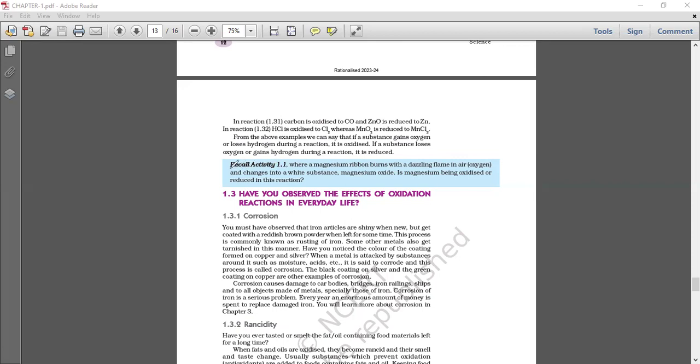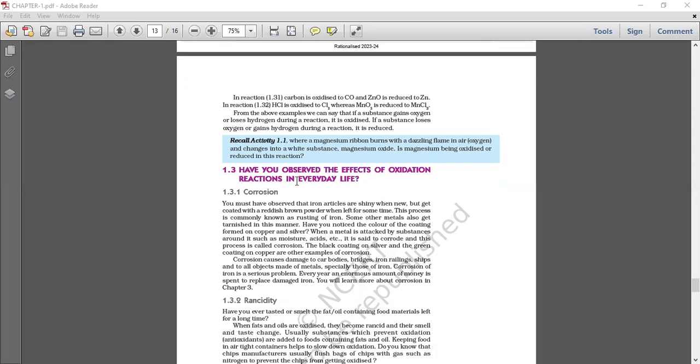Now, recall. Again, we recall activity 1.1. What is activity 1.1? Activity 1.1 is nothing but burning of a magnesium ribbon. This activity also I made. I uploaded the video. Please watch it. Okay. So what happened? Is magnesium being oxidized or reduced in this reaction? When you are heating it, is it oxidizing or reducing? So that also is asked. So you try to answer this question after watching the video.